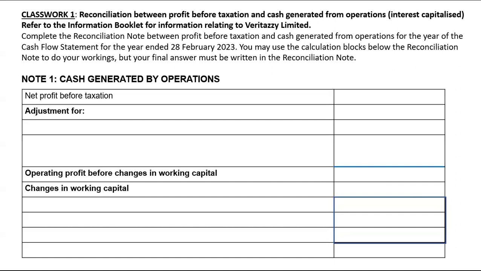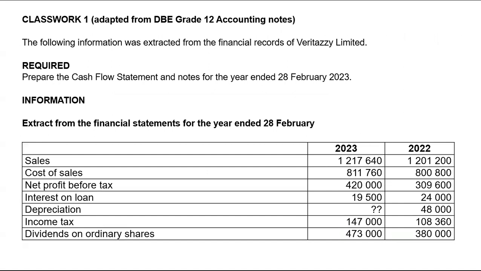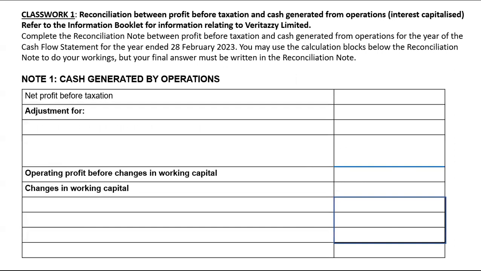Now, in my reconciliation note, they started with net profit before taxation. That information I can only find in the statement of profit or loss. So I'm going to go straight from the beginning. And from this extract, I'm given net profit before taxation for this year, because we're preparing the cash flow statement for 2023. It will be 420,000. Take that 420,000 and write it here as profit before taxation.